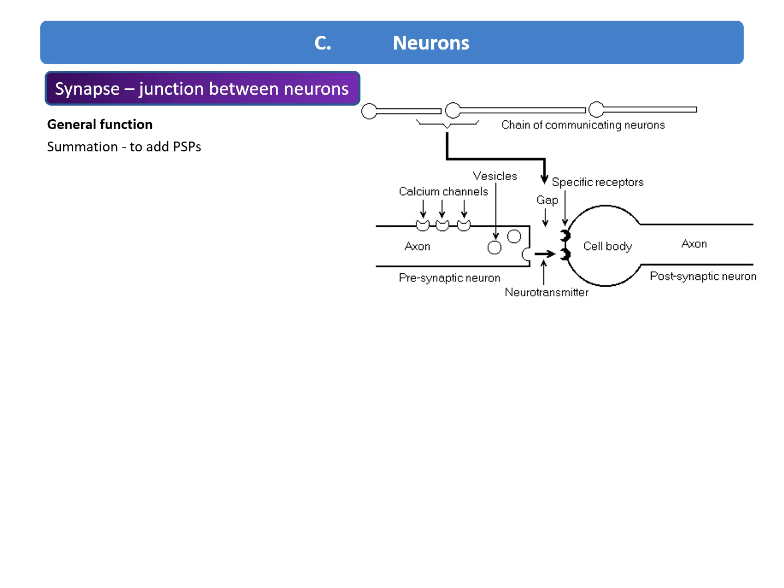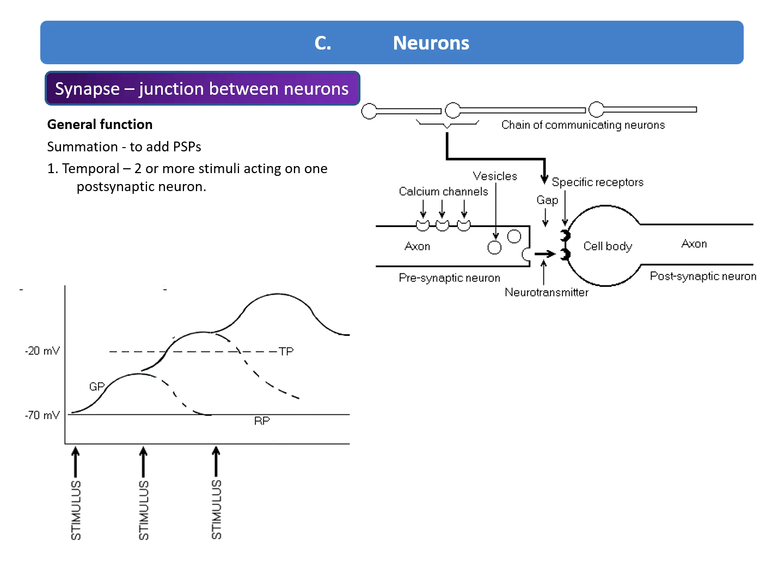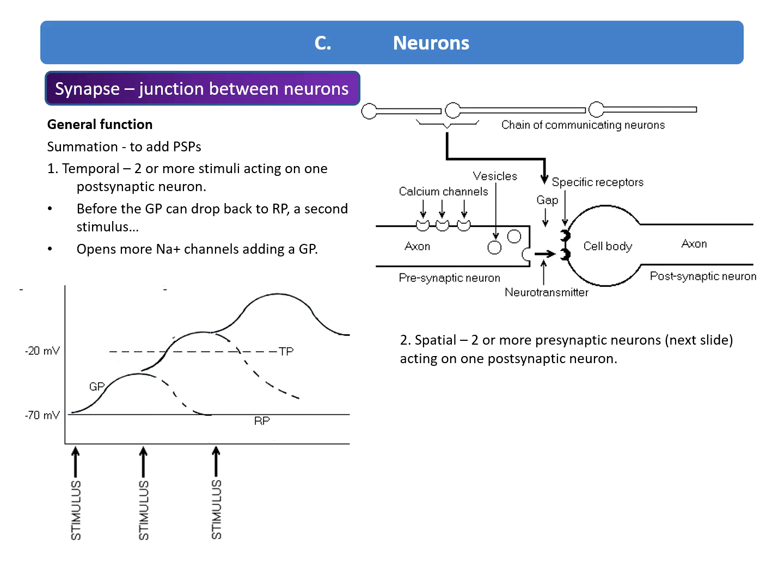Still looking at the general function, summation occurs in synapses. Summation means to add postsynaptic potentials. Temporal summation is one type, two or more stimuli acting on one presynaptic neuron. The stimuli occur at different times, a few milliseconds apart. Temporal refers to time. Before the graded potential can drop back to resting potential, the second stimulus acts on the neuron, opening more sodium channels, adding a little bigger graded potential.